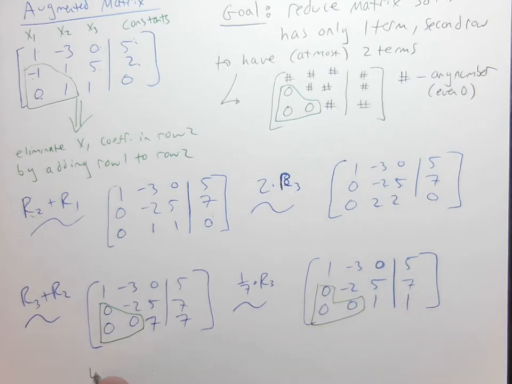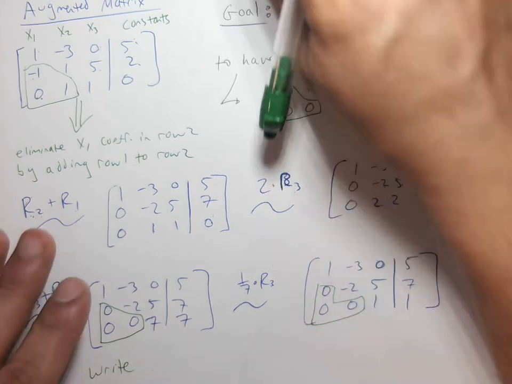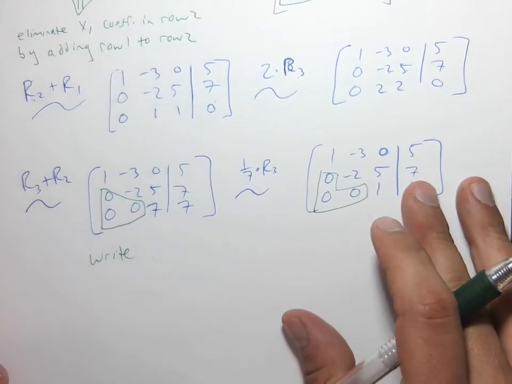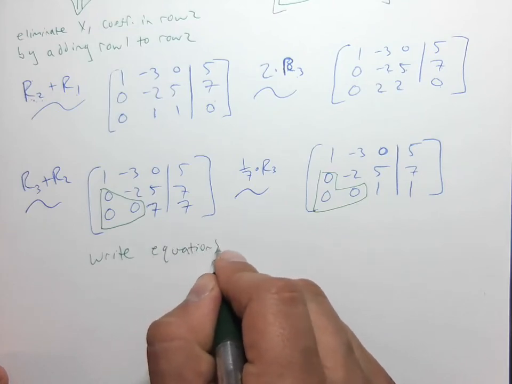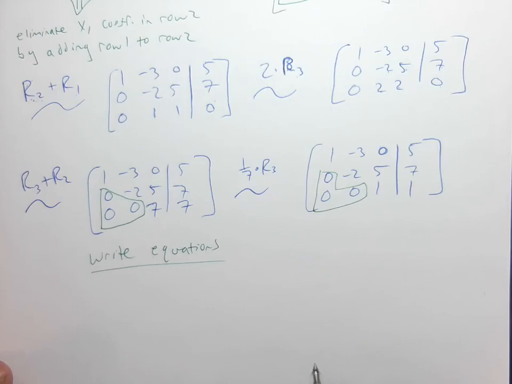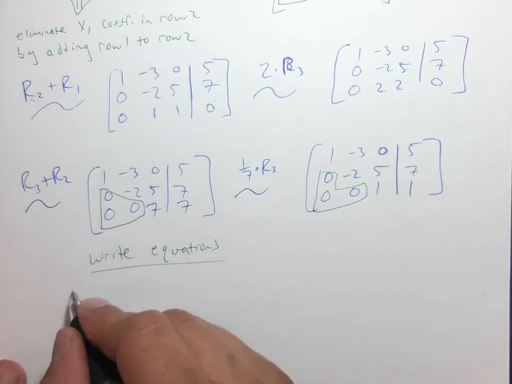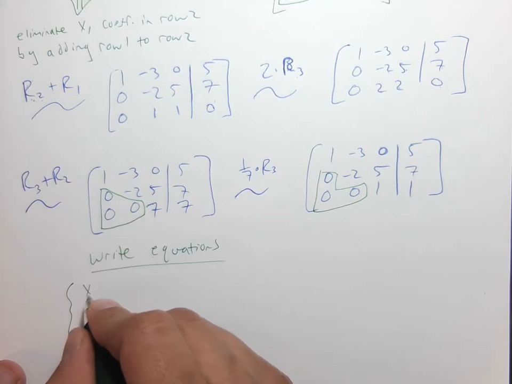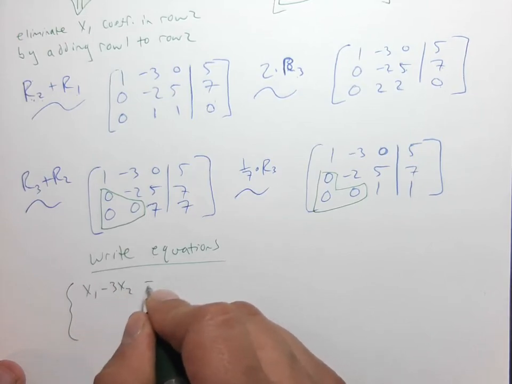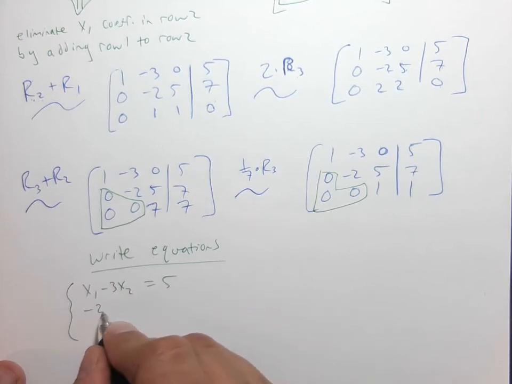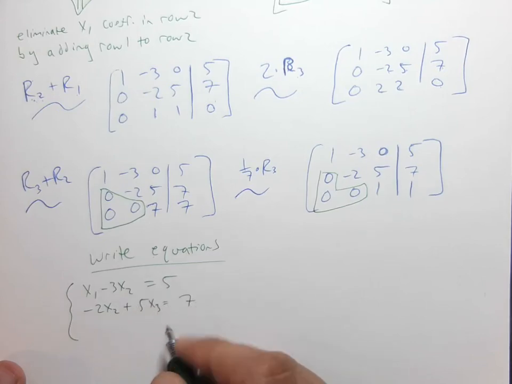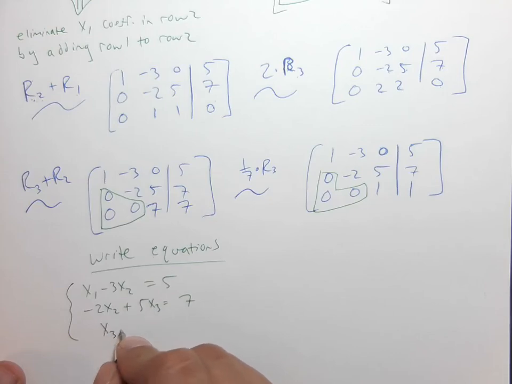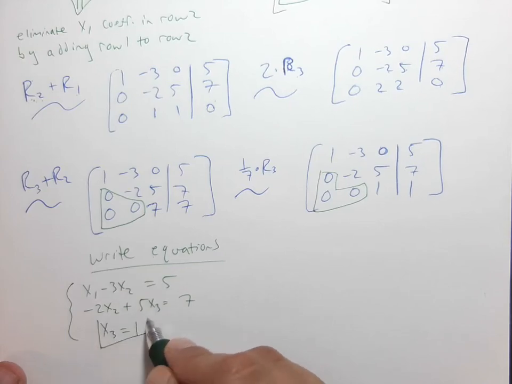And then when we write down the equations, slide this up, excuse me. When we write down the equations to solve, they just fall right out. So I'm going to write down all 3 equations. Here's the system as it's up there. x1 minus 3x2 equals 5. The second row says minus 2x2 plus 5x3 equals 7. The third equation just says x3 equals 1. And so that's the solution, right? The x3 variable is 1.